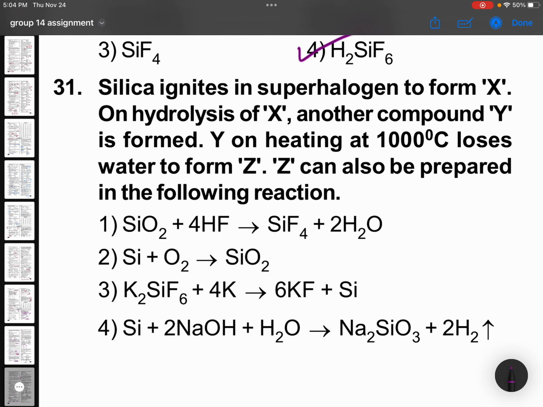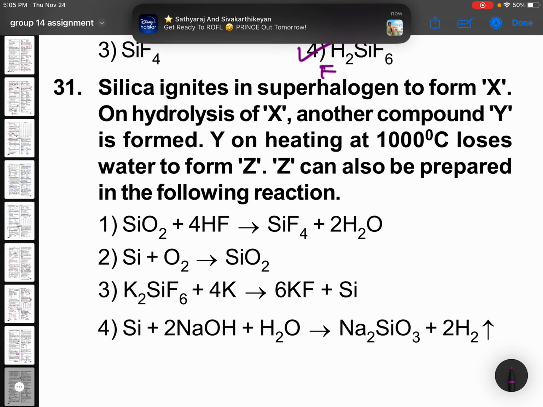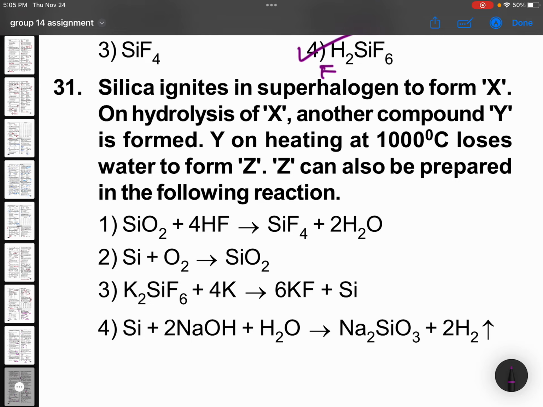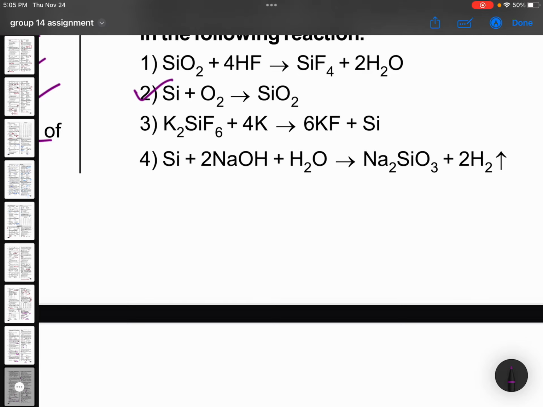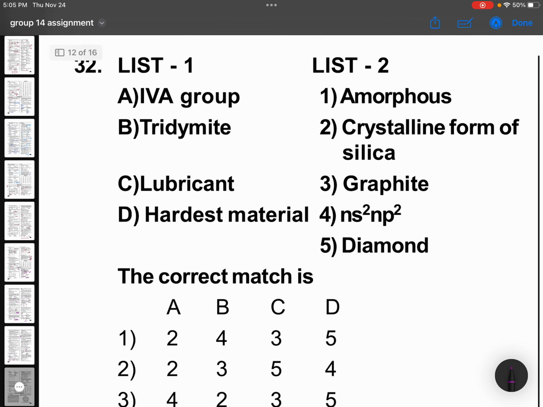hydrofluorosilicic acid. 31st question. Silica ignites in superhalogen. Superhalogen means fluorine, to form X. On hydrolysis X gives another compound. SiF4 is first formed. SiF4 on hydrolysis forms Si(OH)4, which on heating gives SiO2 again. Z can also be prepared by which of the following techniques? 31st question, direct. SiO2 preparation is being asked.